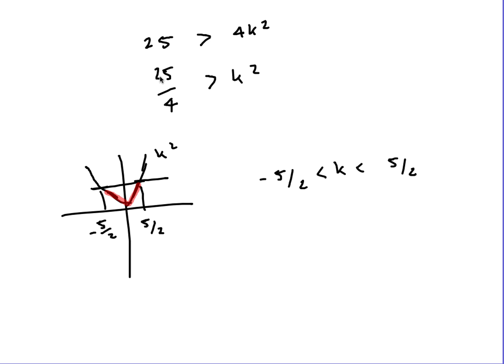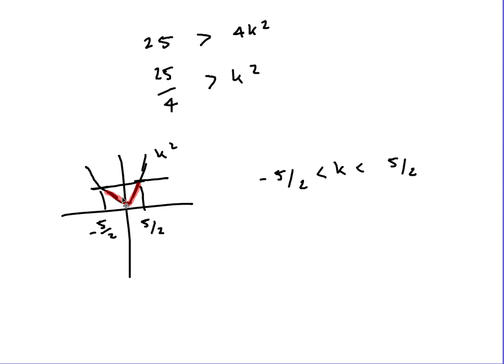And this is basically saying that I want k squared to be less than 25 over 4. So I draw my little sketch here. This is the line 25 over 4. When is k squared less than this line? It's going to be for the red part here. So that tells me the solution is going to be when k is between 5 over 2 and minus 5 over 2. So this is like sketching a quadratic.